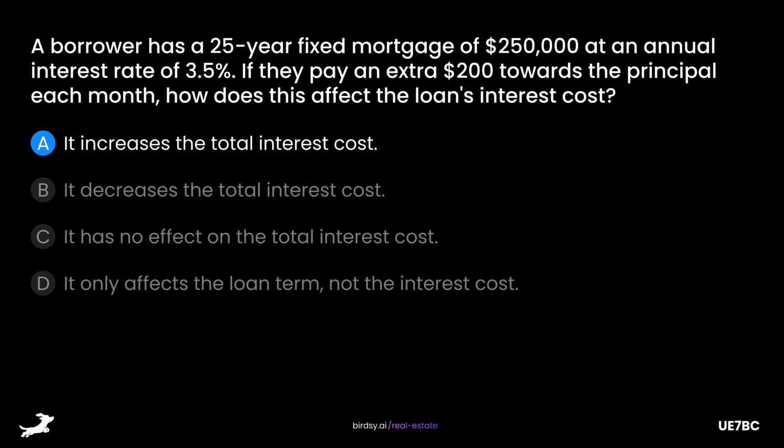Is it A, it increases the total interest cost, B, it decreases the total interest cost, C, it has no effect on the total interest cost, or D, it only affects the loan term, not the interest cost? The answer is B, it decreases the total interest cost.